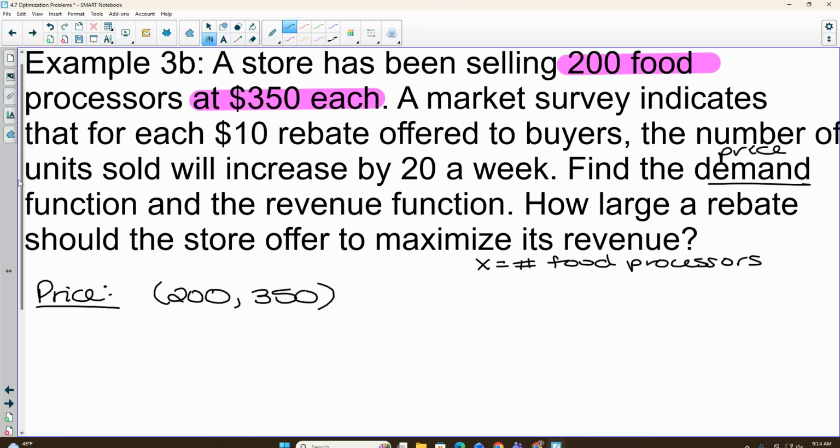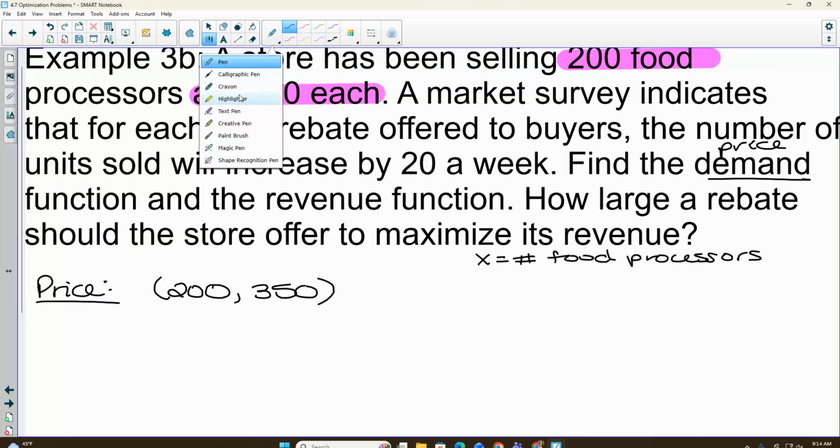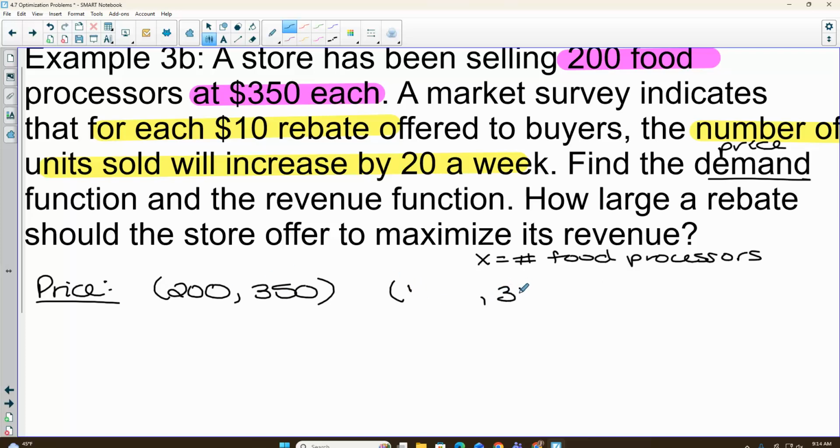Okay, to write the equation of a line, we need 2 points. It says a survey indicates that for each $10 rebate, the number of units sold will increase by 20. What does a rebate do? Decreases the price. So for a $10 rebate, what would my price go down to? So my price would have to drop by 10. So the price would go down to $340. My X, the number of food processors, it increases by 20. So that would be 220.